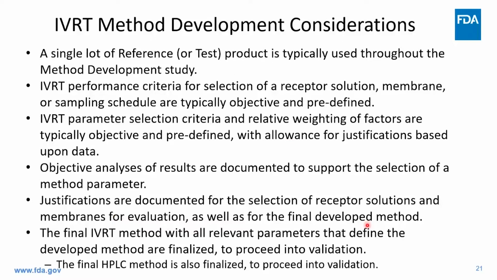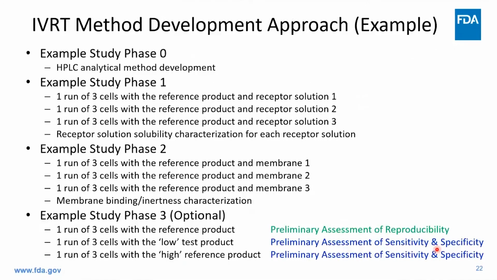final developed method. Now, that final IVRT method, with all the relevant parameters that define the method, is then locked down, finalizing this as our method, and then you proceed into the validation step. Before we proceed into validation, that final HPLC method is also finalized so that it proceeds into validation, so that moving forward, you're now going to be using a validated HPLC method. So how does this look?